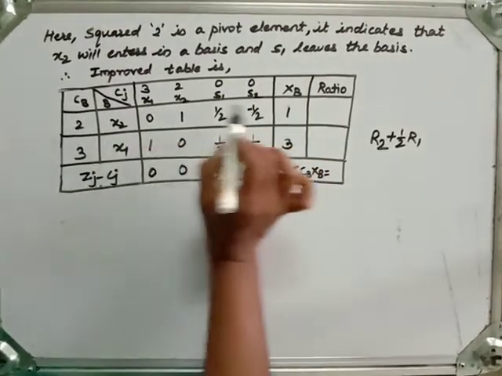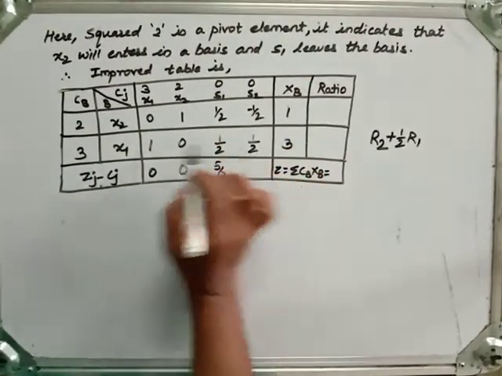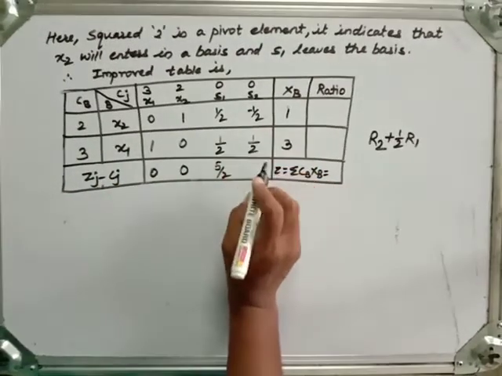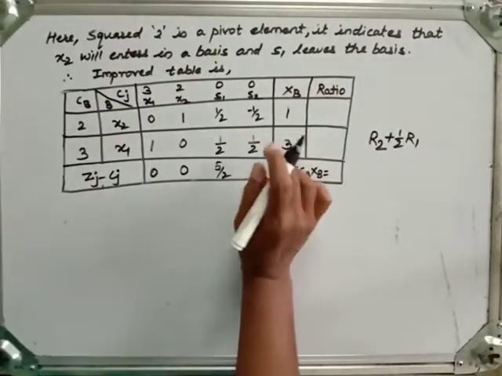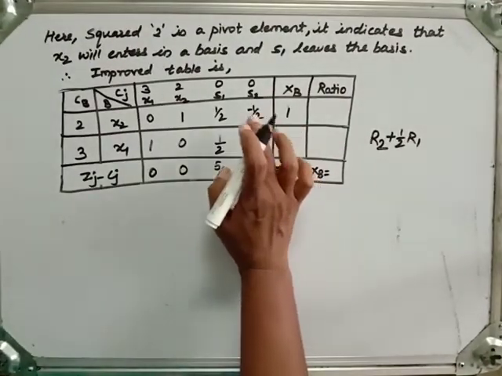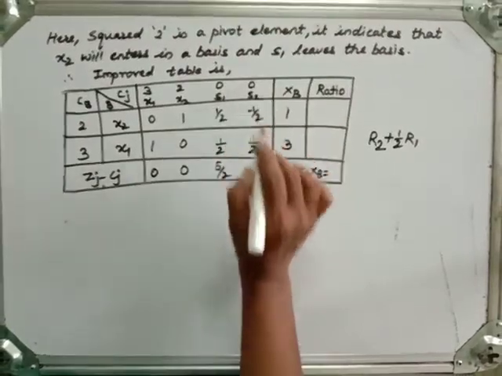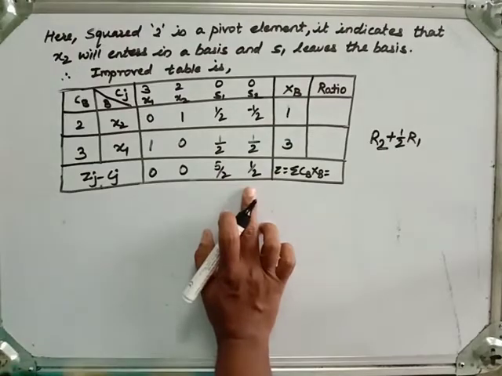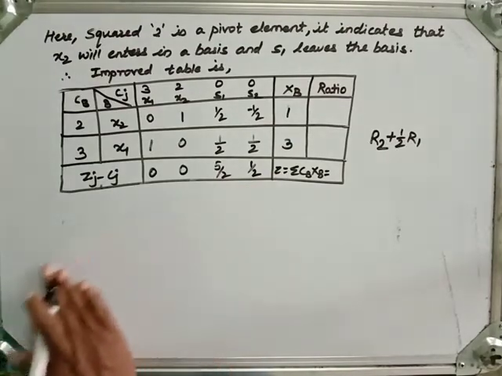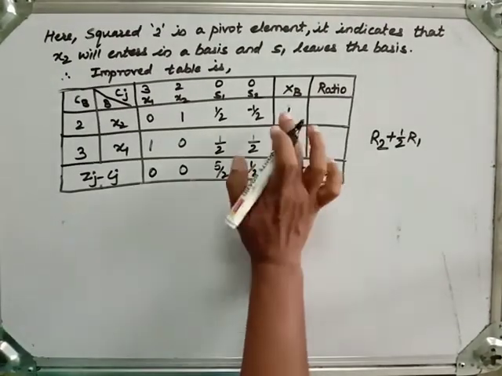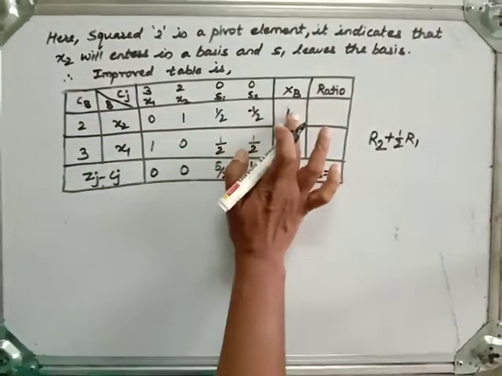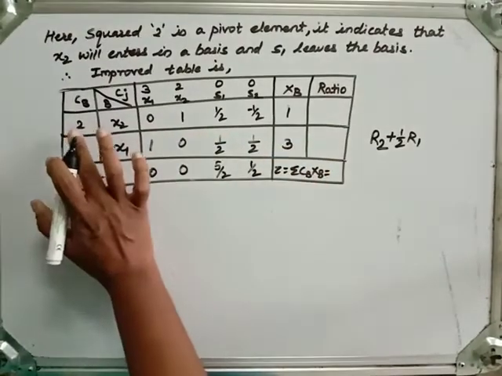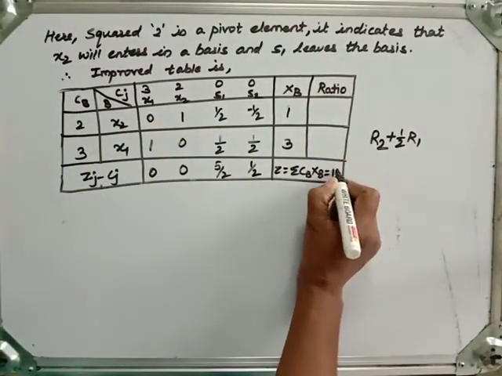Now this 2 into minus half will be minus 1 plus 3 into half will be 3 by 2. Minus 1 plus 3 by 2 is half minus 0. So I get half. Now all Zj minus Cj are positive, means this is an optimal solution. What is Z? Look at it. 2 into 1 is 2. 3 into 3 is 9. Addition of them, 2 plus 9. So Z is equal to 11.